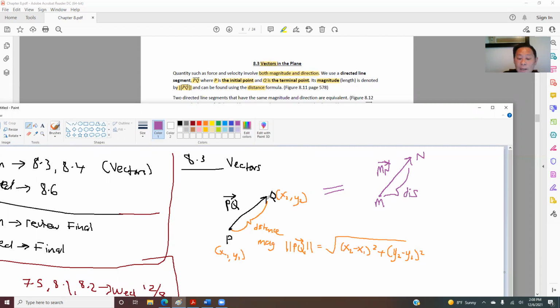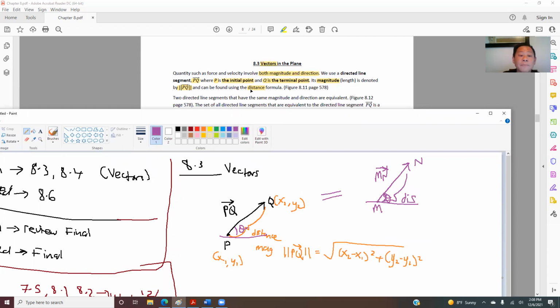Okay, so this is going to the northeast. This is also going northeast. In order for you to measure direction, usually we measure the angle here. So the angle that is formed here is the same angle, and the distance is the same. So the length is the same. So we consider these two vectors equivalent.